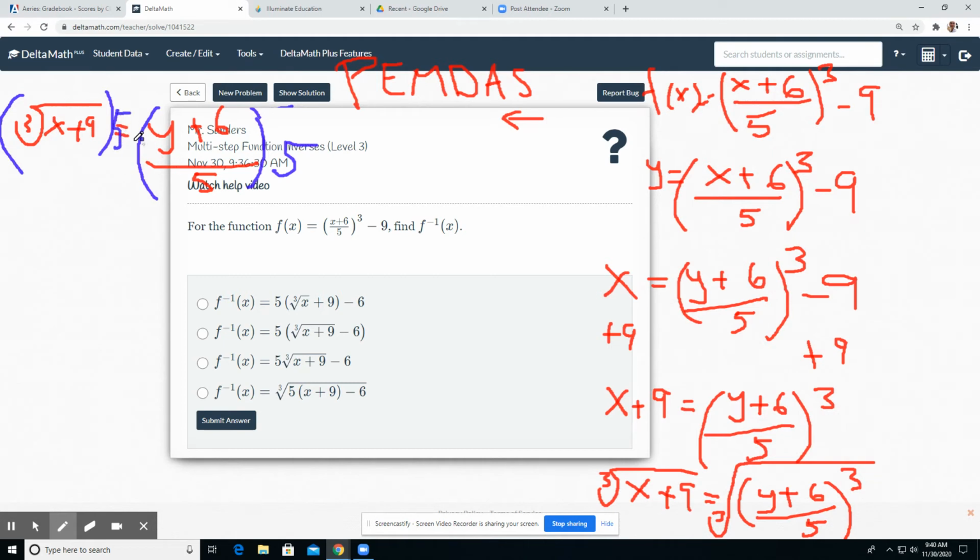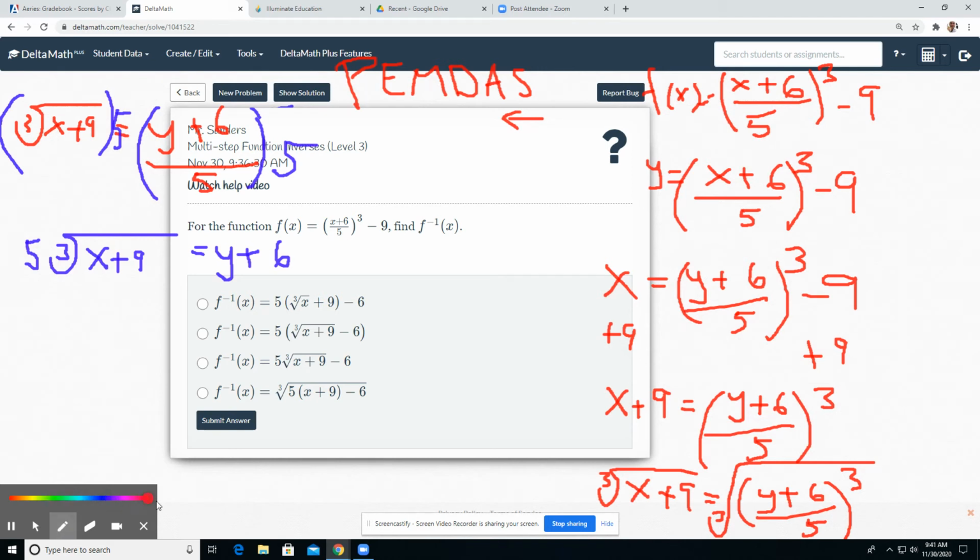Multiply both sides by 5. Multiplication is commutative, doesn't matter what side you're on. So you have 5 radical 3 of x plus 9. The 5 and the 5 cancel, and you're left with y plus 6. Okay. The opposite of plus 6 is minus 6, minus 6.